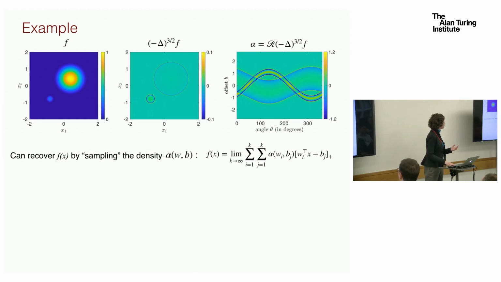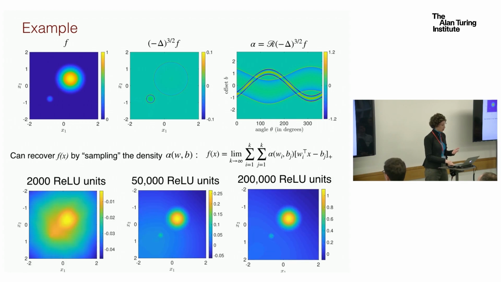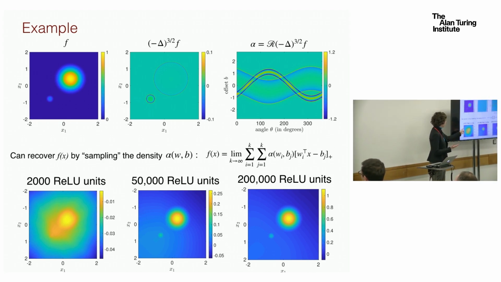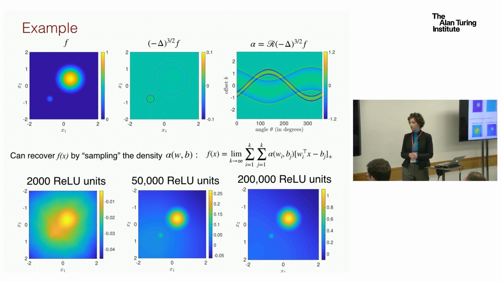Okay, now what we can also do is we can say, what happens if we sample from this density alpha? So if I just start incrementally adding in new ReLU units and adding them up to form a function approximation. If I sample from this measure alpha 2,000 different ReLU units and add them together, I get one approximation. If I add 50,000 different ReLU units, I get a closer approximation. With 200 ReLU units, it's closer still.